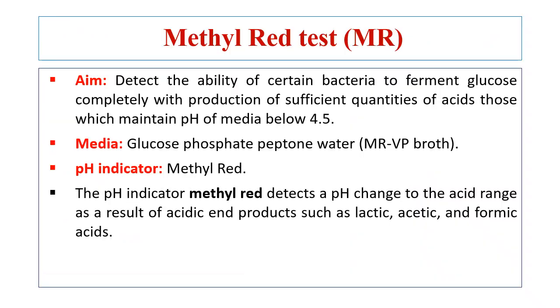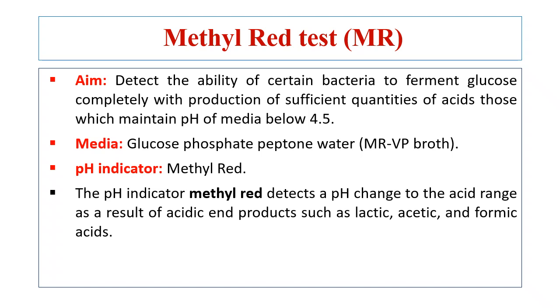Methyl red test. This test is used to detect if the bacteria have the ability to ferment glucose completely and produce a large quantity of acids, such as acetic acid, lactic acid, and formic acid, which lower the pH of the media below 4.5. This test is performed in glucose phosphate peptone water, which is also called methyl red Voges-Proskauer broth. And the indicator used is methyl red.